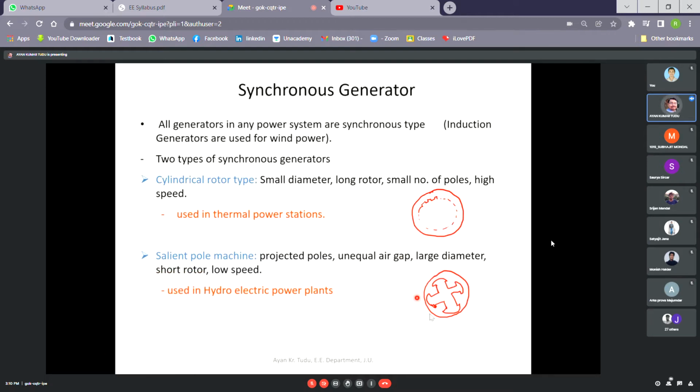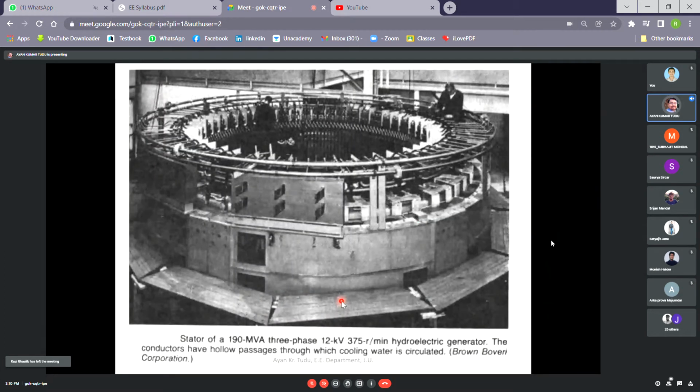Then we have a large diameter. We have some figures also. We will see those. We have a short rotor and low speed compared to our thermal power stations, and that's why, because they are low speed machines, these salient pole synchronous generators are used in our hydroelectric power plants. So this is a typical picture of a hydroelectric generator. You can see, as I was saying, that they have a large diameter. The diameter is very huge, as you can see. Here it is written below: stator of a hydroelectric generator.